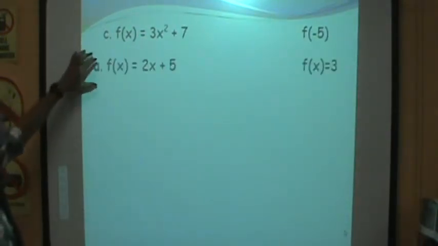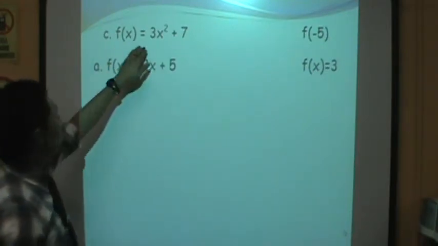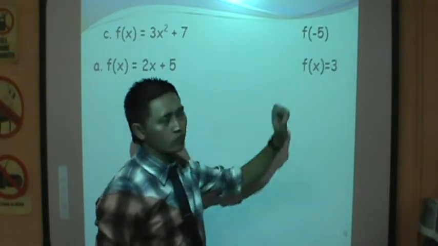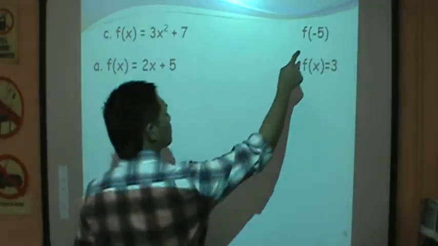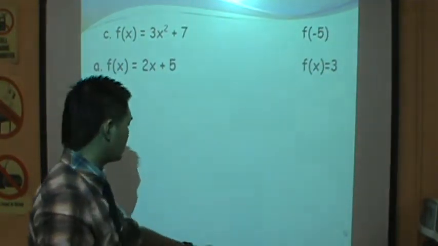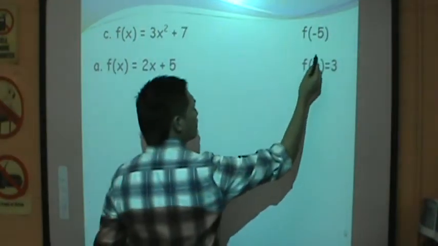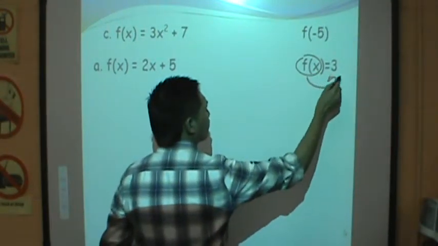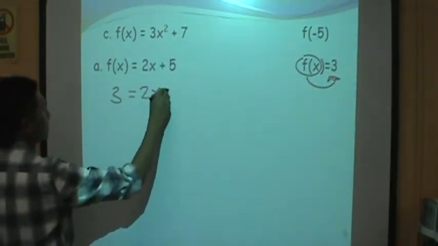Okay, now how about here? What do you think is the difference between this and this one? Isn't it here the number's inside and here the number's outside? So if the number is outside, all you have to do, see that? This, you will replace it with 3. So that means you will have this now.